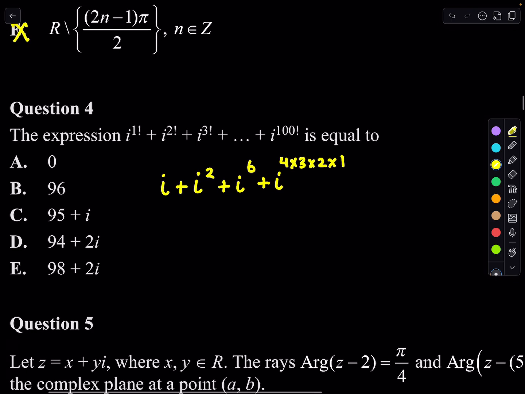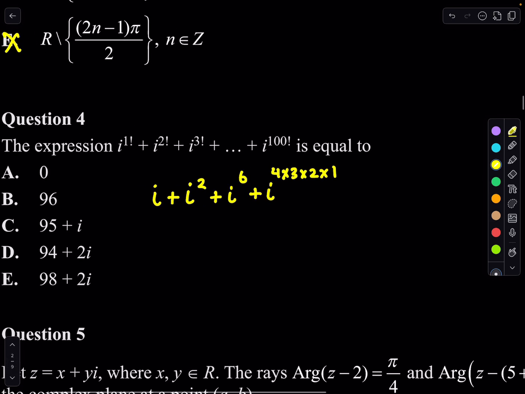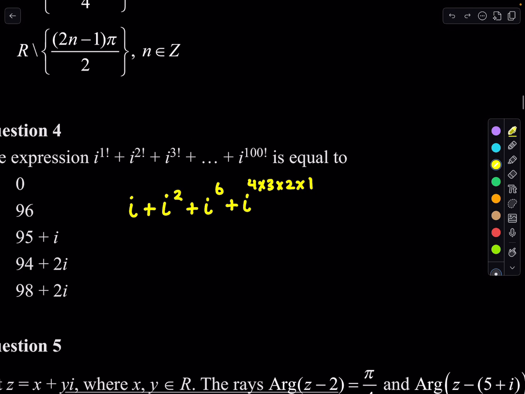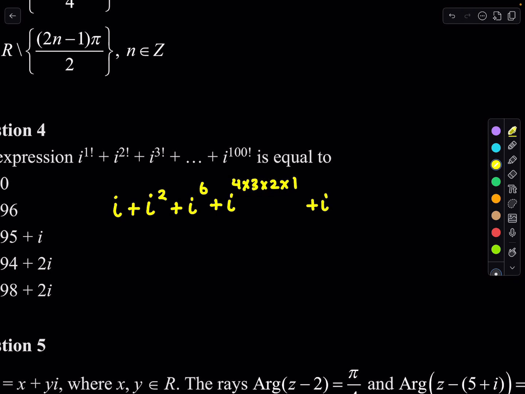Because remember, it's a factorial. For example, can you see how i to the power 4 factorial gives me a 4 times a multiple of 4? And what about 5 factorial? So 5 times 4. Can you see how you have a 4 there, times 3 times 2? And then what about 6 factorial? 6 times 5 times 4, and you're still having that 4 there. It's going to just go on like that till 100.